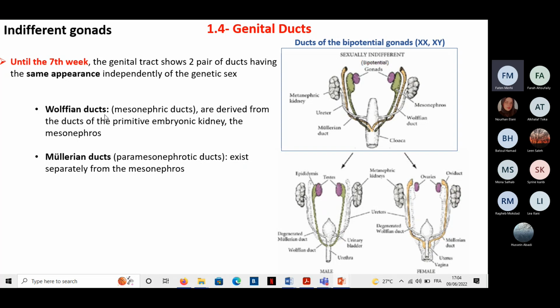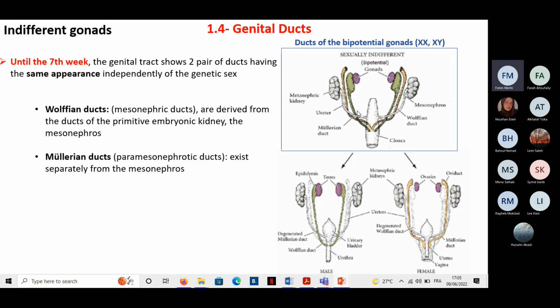The Wolffian duct is called also the mesonephric duct. In fact, there is a pair of ducts, so they are the mesonephric ducts, and they are derived from the mesonephros, from the primitive kidney. So this is the mesonephros kidney. Those Wolffian ducts derive from this mesonephros, from this primitive kidney, okay?